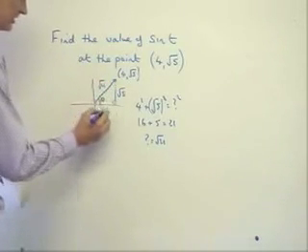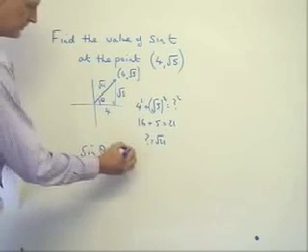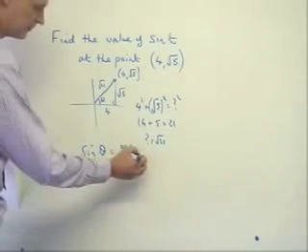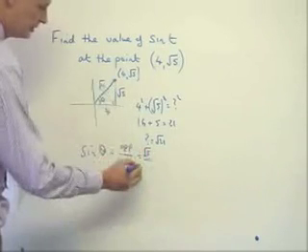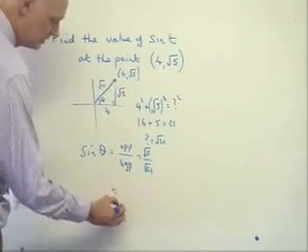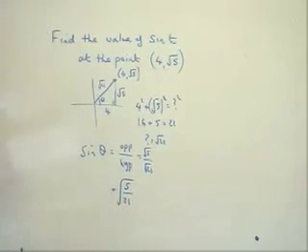There's the angle theta. Sine of theta equals opposite over hypotenuse from SOHCAHTOA. Opposite is root 5 and hypotenuse root 21. Simplified to root 5 over 21.